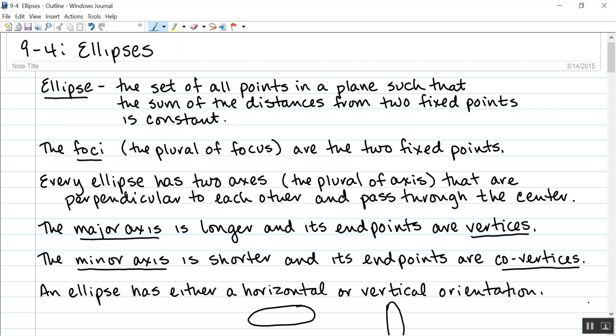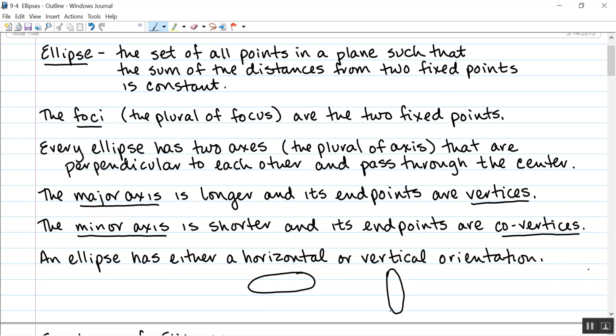And an ellipse has either a horizontal or a vertical orientation. So a horizontal orientation is going to be like this, more in line with the x-axis, and a vertical orientation is going to be going more up and down like this one here, more in line with the y-axis.